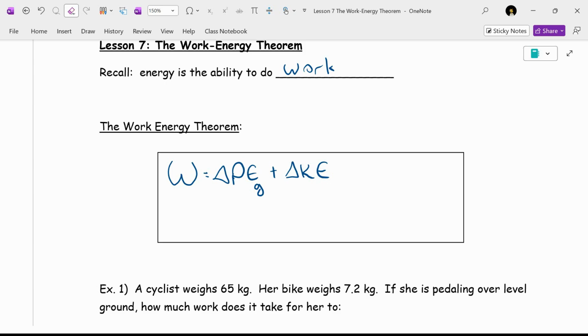I can't remember. Okay. Work is the change in potential plus the change in kinetic. Oh, and Emily, what's change in anything? Top left corner of your formula sheet. Final minus initial, okay? So change in is final minus initial, and the work energy theorem, the equation that relates work to energy, is the change in potential plus the change in kinetic. And this is going to give us some actually cool applications.